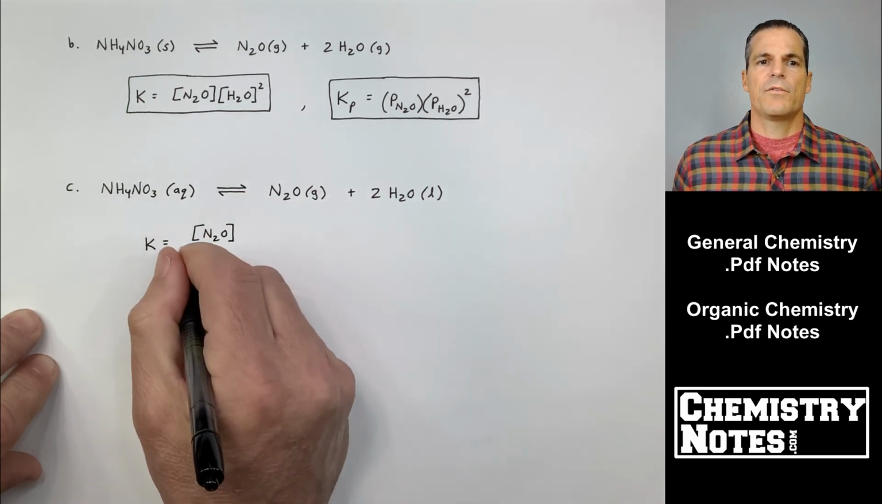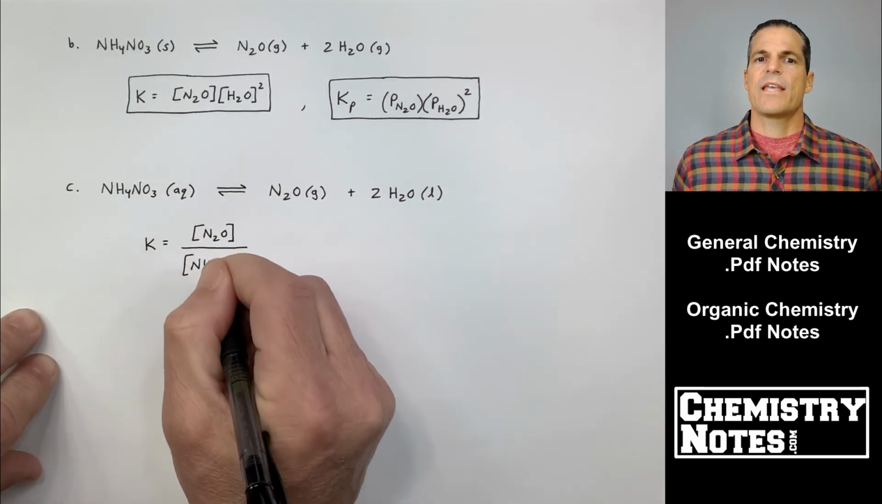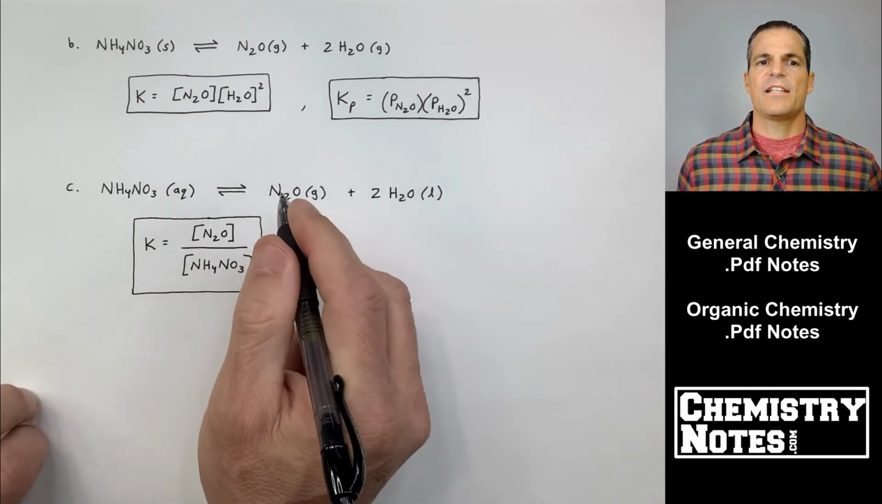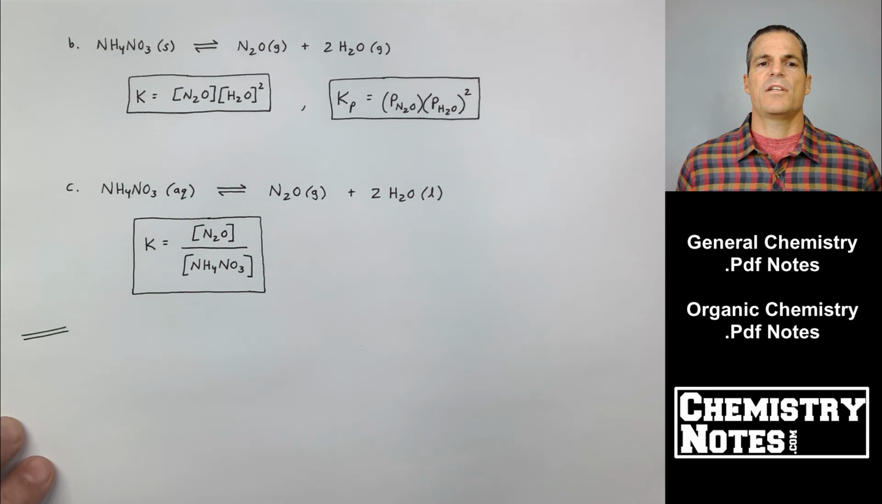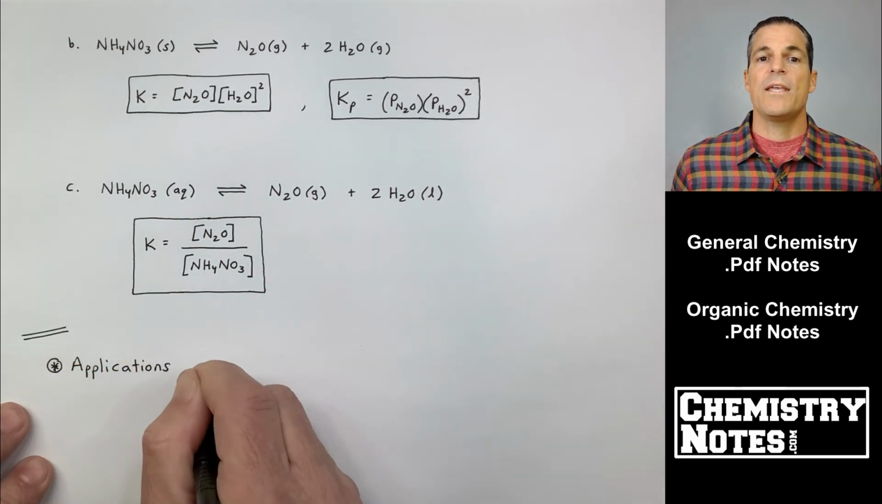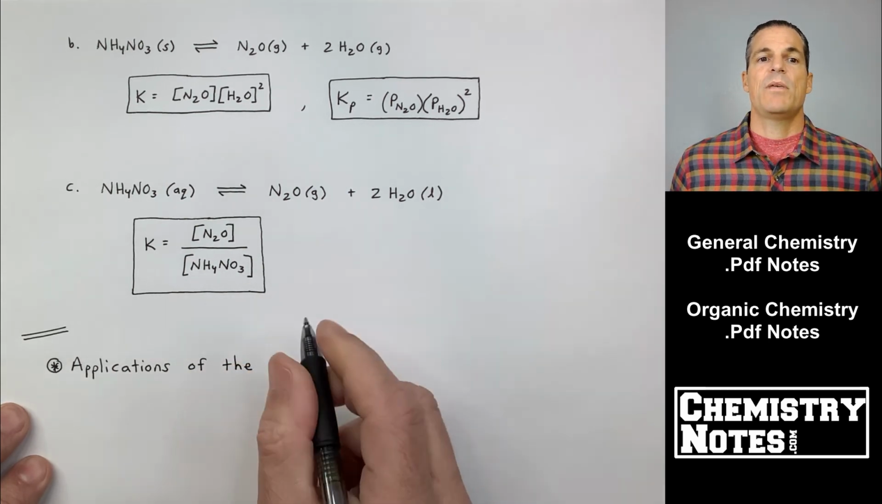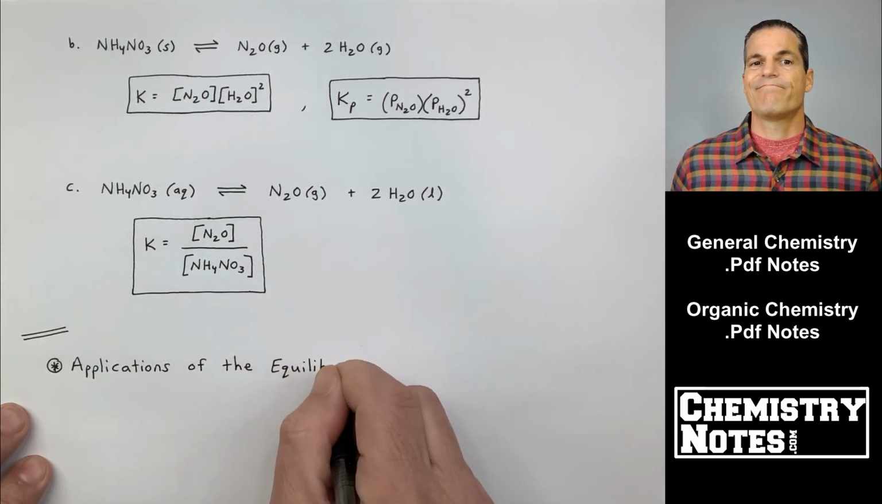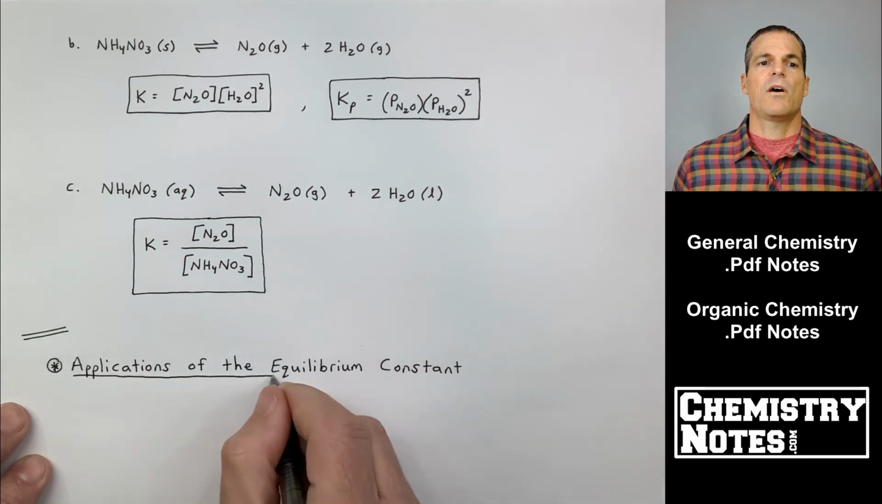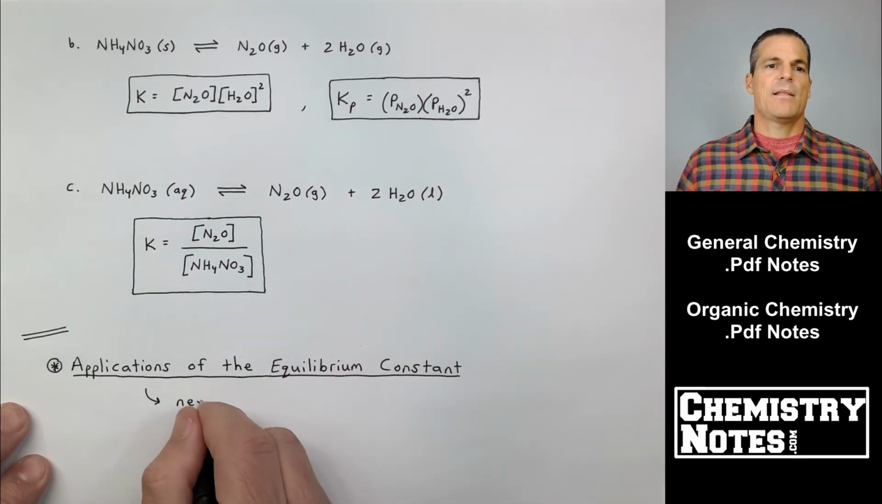C, NH4NO3 aqueous yields N2O gas plus 2H2O liquid. Same equation, but different states of matter. K equals the concentration of N2O, all over the concentration of NH4NO3. All right, and the Kp expression I've dropped in this particular example. All right, so double line and a star.